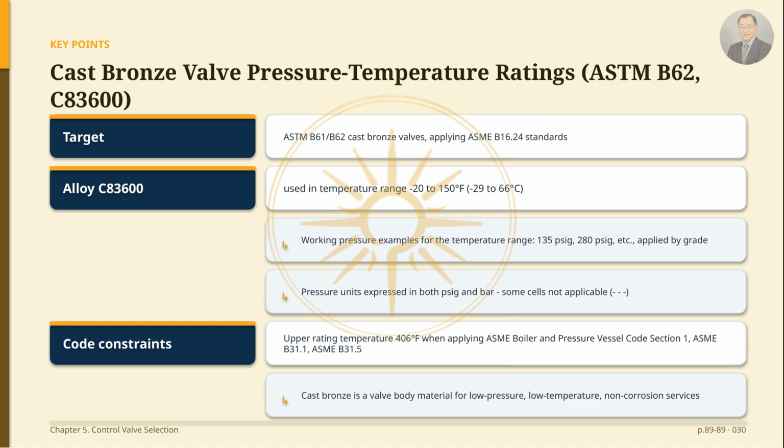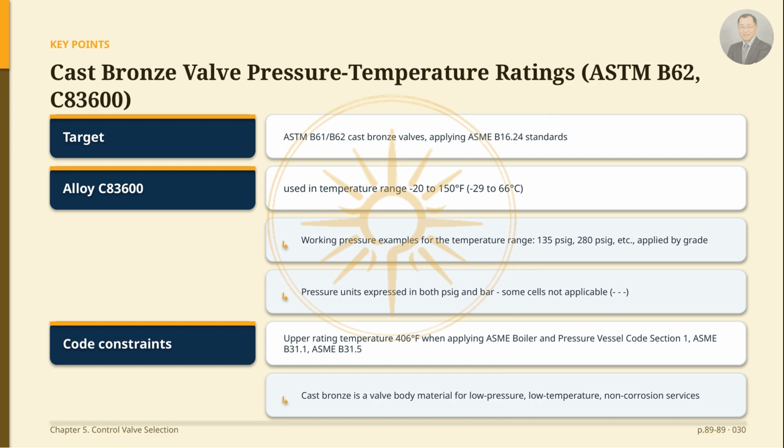Now, I would like to introduce the pressure temperature ratings for cast bronze valves. The table we are looking at covers cast bronze valves according to ASTM B61 and B62 standards, and the rating criteria follow ASME B16.25. A representative alloy is C83600. The temperature range is indicated from -20 to 150 degrees Fahrenheit, which is -29 to 66 degrees Celsius.